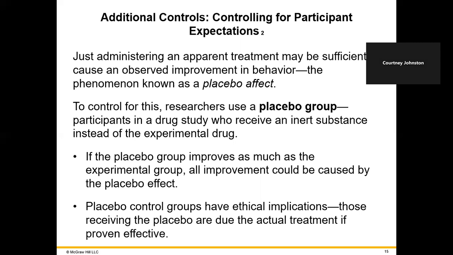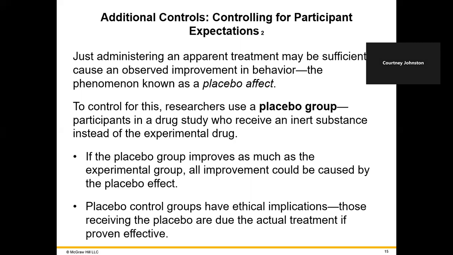Also, administering an apparent treatment might be a sufficient cause for an observed improvement in behavior. This phenomenon is known as the placebo effect. Again, you have somebody in a control group and you appear to give them something like an antidepressant pill, but it's really just a sugar pill, and that can result in a placebo effect. And so to control this, researchers use a placebo group. This is a group of participants in a study who receive an inert substance instead of the experimental drug.